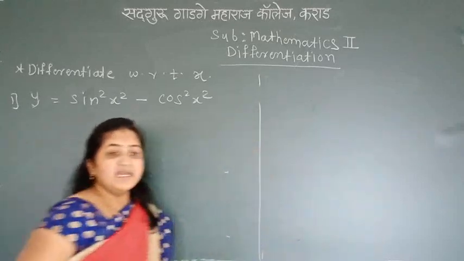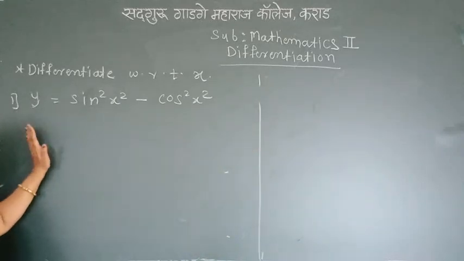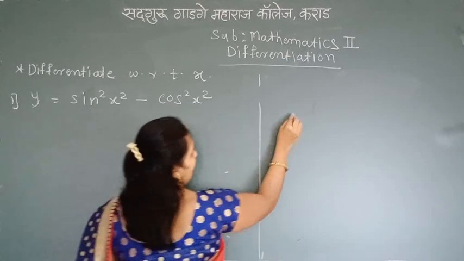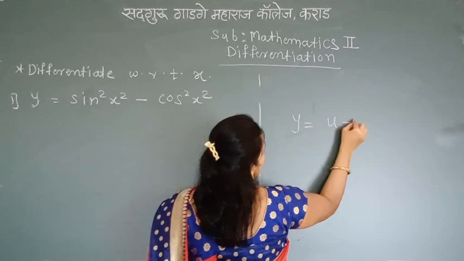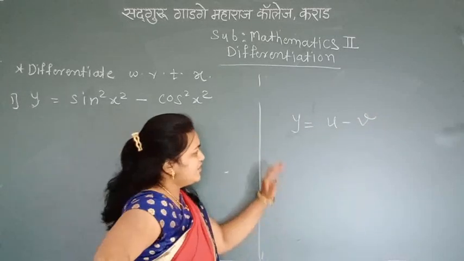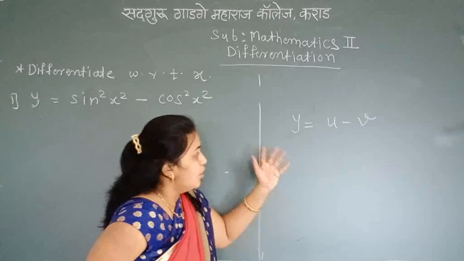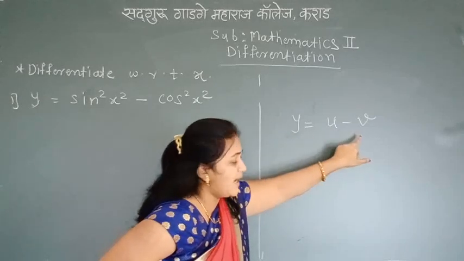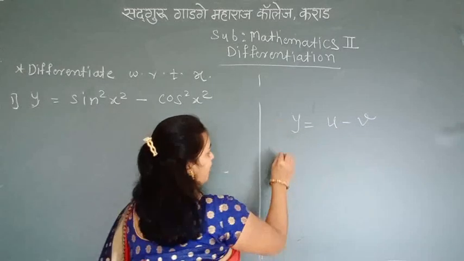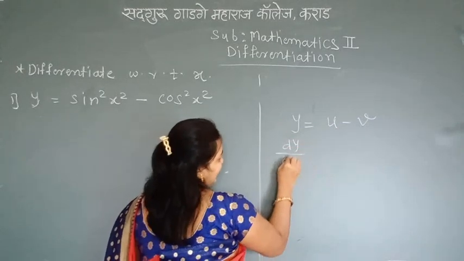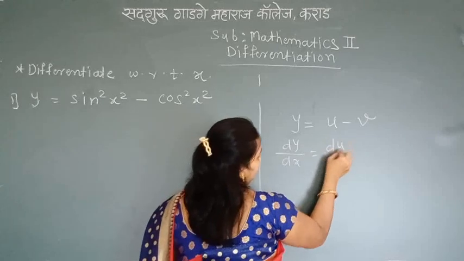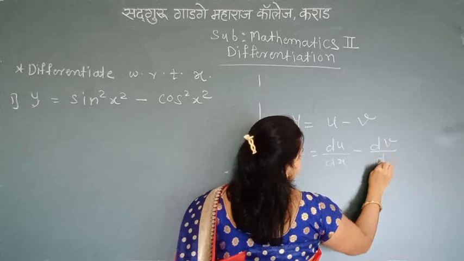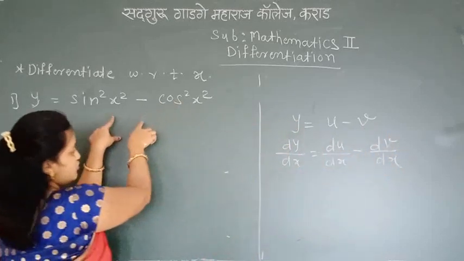So here the given function is in the form of u minus v. The given function is of the form y is equal to u minus v. So we can use the rule of differentiation here. What is the rule of differentiation? When your function is y is equal to u minus v, so to find the derivative of y with respect to x, that time it is the derivative of u with respect to x minus the derivative of v with respect to x. So the same rule we can use here.